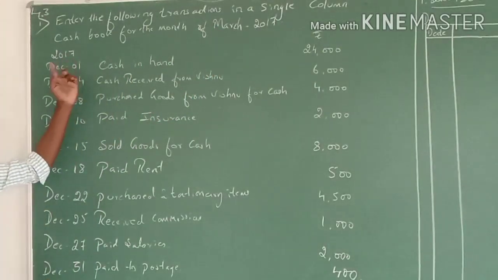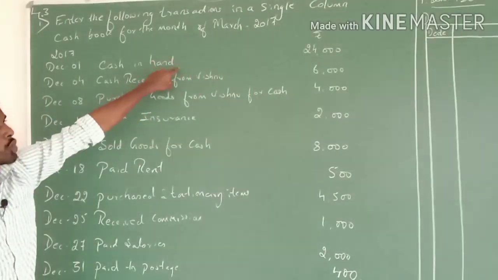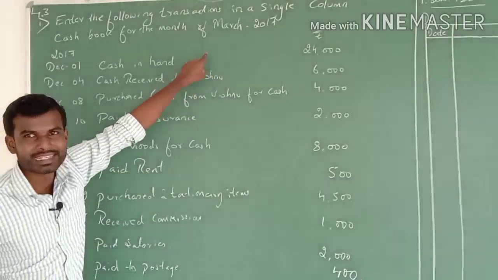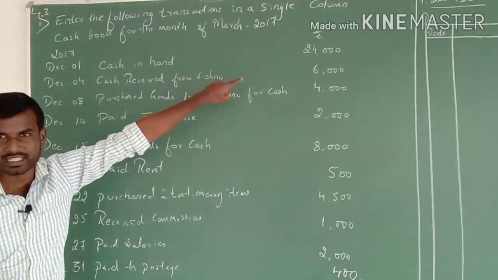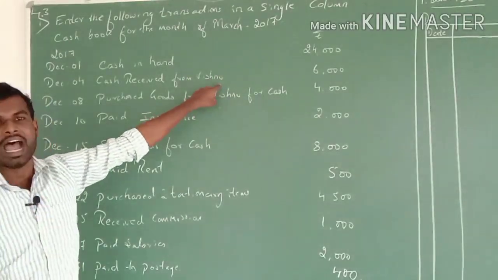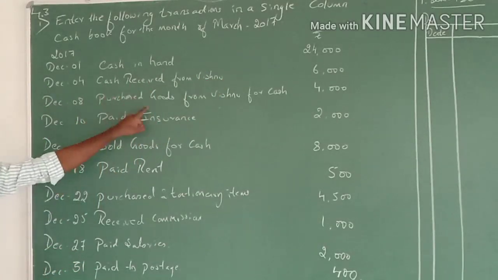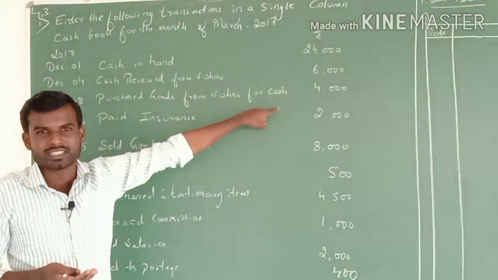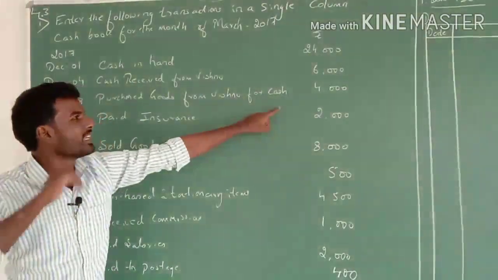Again, see here, on 2017 December 1st, cash in hand 24,000 is there, that is the opening balance of cash 24,000. It should be recorded under the debit side. Again, December 4th, cash received from Vishnu is there 6,000. It is a receipt because we are receiving the cash, so it increases what balance? Our cash balance. It should be recorded under the debit side. Again, December 8th, purchased goods from Vishnu for cash is there 4,000. So when we are purchasing, automatically what happens? Our cash balance decreases, so it should be recorded under the credit side.